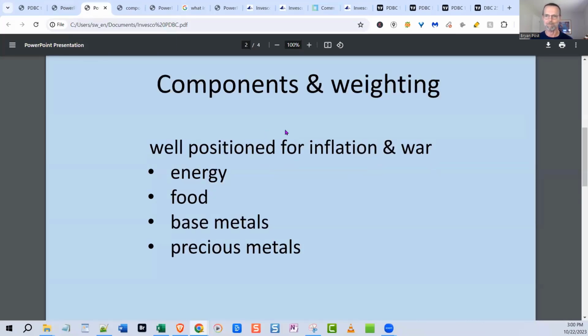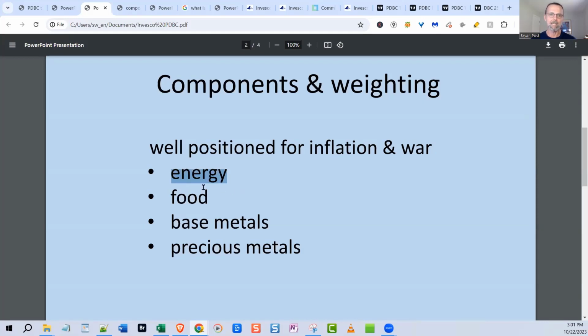Let's keep rolling. As I was looking at this, I was asked to look at this ETF, and I'm glad I did. It's been interesting. The first thing that came to mind as I started looking at the components of this ETF is that it is very well positioned for both inflation and a wartime economy. And so if you think that one or both of those conditions are likely a part of our future, then this might be an interesting ETF for you to look at.